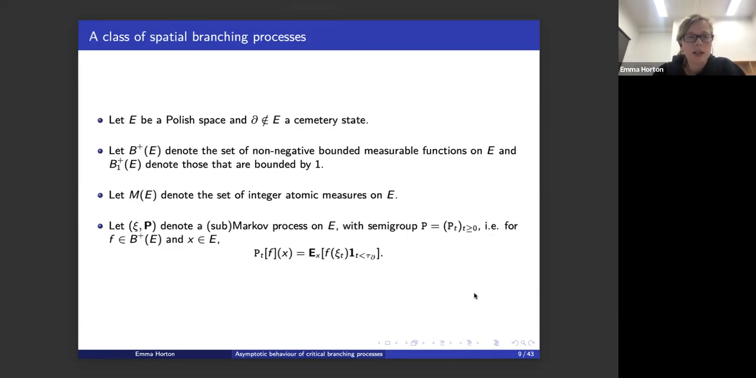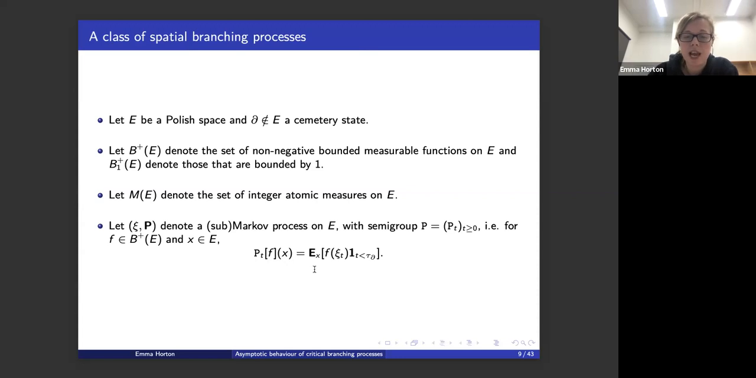So let's define this class of branching processes. We take E to be some Polish space, and this is going to be the space where the particles live. And we'll append to it some cemetery state delta. And this is just going to be the state where all the particles are sent when they're absorbed. The motion of the particles in between branching is going to be given by a potentially sub-Markov process, xi, which has semigroup P_t.